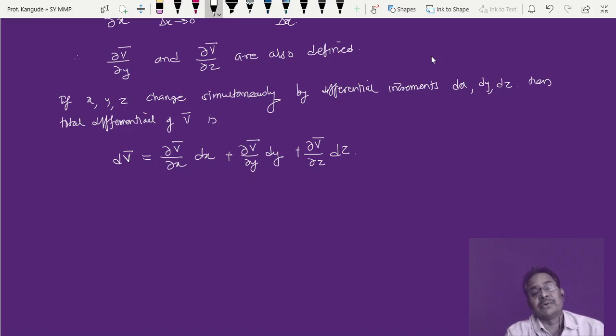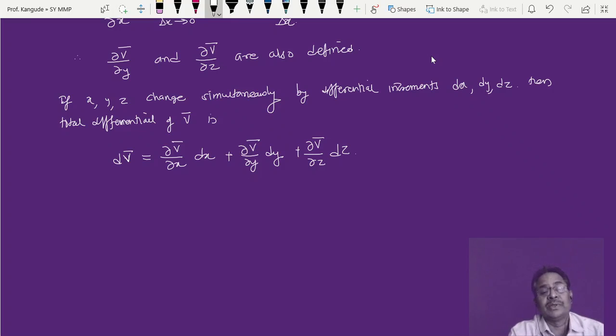So the total differential dv bar is equal to partial differentiation of v bar with respect to x multiplied by dx, partial differentiation of v bar with respect to y multiplied by dy plus partial differentiation of v bar with respect to z multiplied by dz. Earlier in chapter 2 we have done everything of this. There we have not mentioned this is a differentiation of vector with respect to scalar, but here in this chapter the quantity in the numerator is a vector physical quantity and the quantity in the denominator is a scalar physical quantity, therefore this becomes a differentiation of vector with respect to scalar.